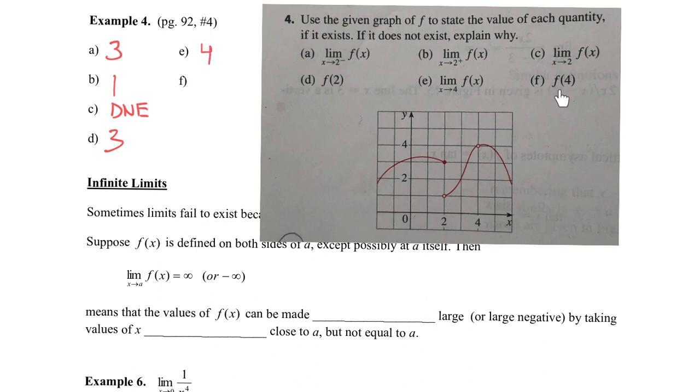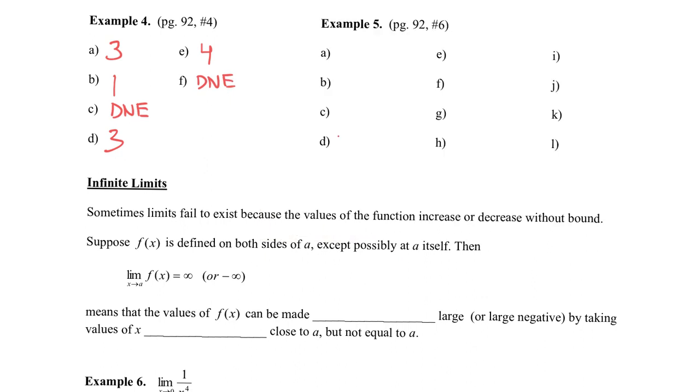And this we just talked about a second ago, but the function at 4, well, there's a hole there, so it just is not defined. So f of 4 does not exist, or you could say it's undefined. However you want to say that. Does not exist or is undefined. Either one is okay. So let's take a look at another example.